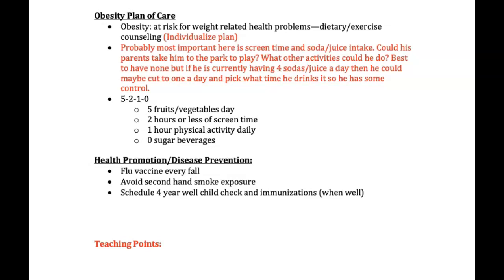And then don't forget the 5210. That's a quick little number system to remember, and you would want to instruct your parents and the child, 5 fruits and vegetables per day. We're going to try to get that in. 2 hours or less of screen time per day. Encourage 1 hour of physical activity daily, and 0 sugar beverages. Disease prevention, flu vaccine every fall. Avoid secondhand smoke exposure. He does need a 4-year-old well child examination with immunizations when he's well.